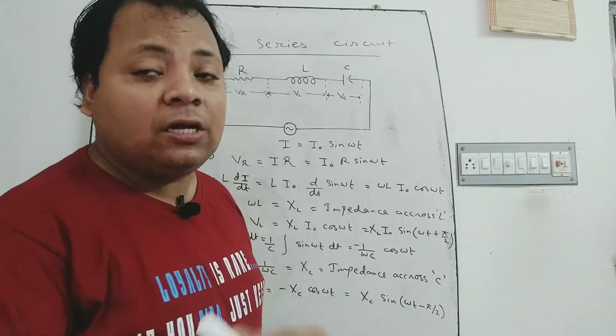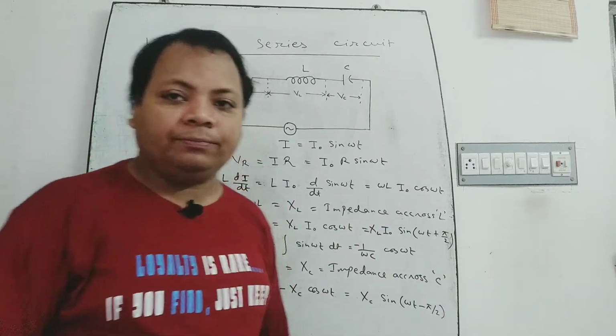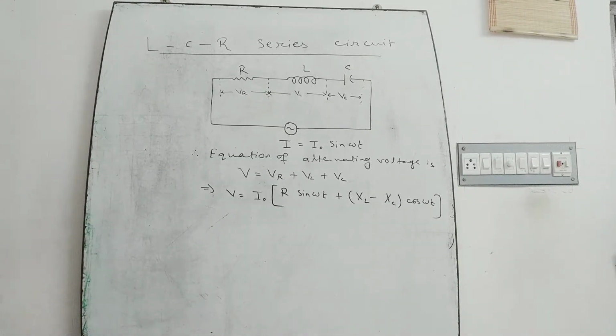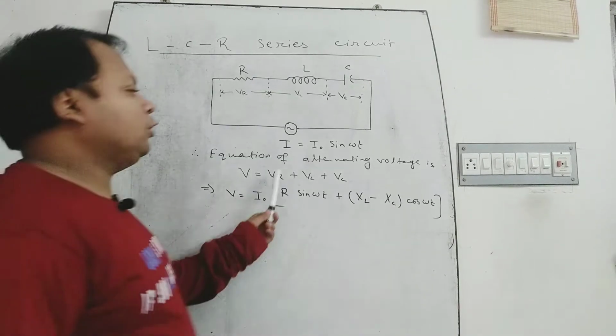That is, here the current leads VC by an angle π/2. That is, the phase difference between the current and the potential across the capacitor is 90 degrees.